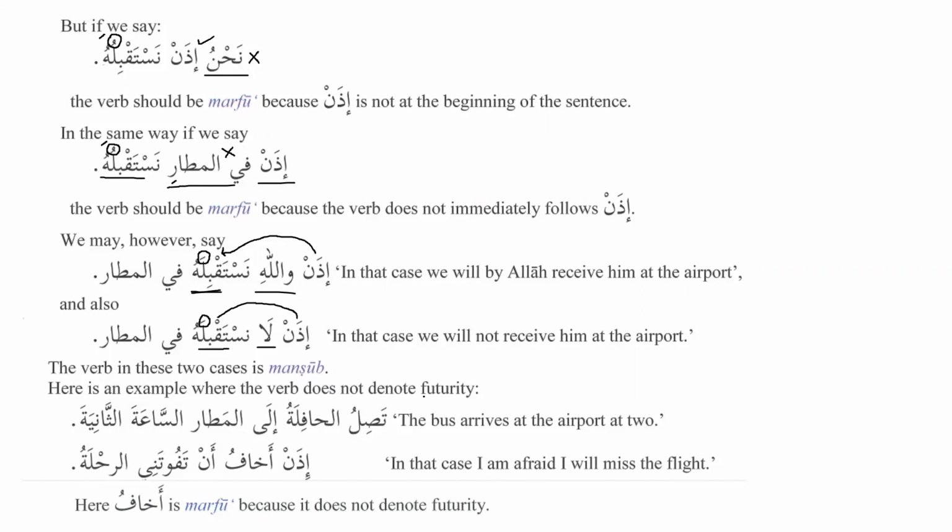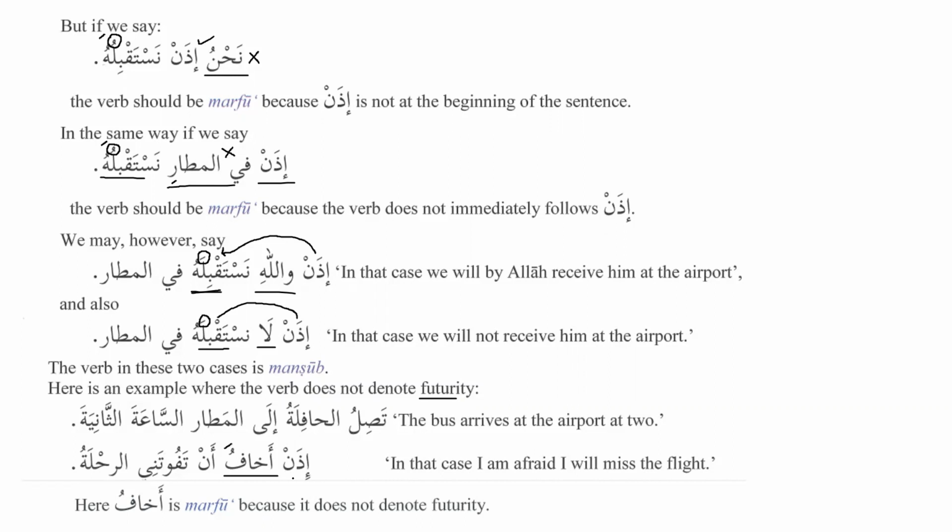Also, it should give the meaning of the future. Tasilu al-hafilatu ila al-matari as-sa'ata al-thaniyata. The bus arrives at the airport at 2. Idhan akhafu an tafutani ar-rihlatu. In that case, I am afraid I will miss the flight. Now akhafu is not mansub. It doesn't have nasb. Why is that? Can you figure out why it is not akhafa? Why is it akhafu?